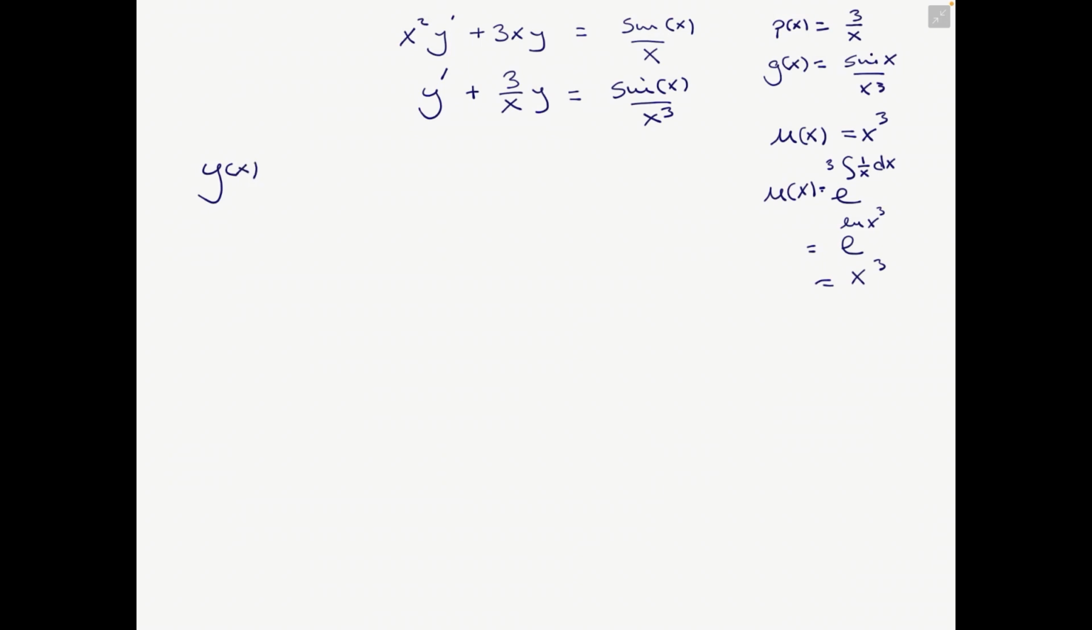So now we use our theorem. Oh boy, my allergies are starting, something's hitting me now. Okay, so x to the third sine x over x to the third dx plus c on x to the third. And we see those cancel out.